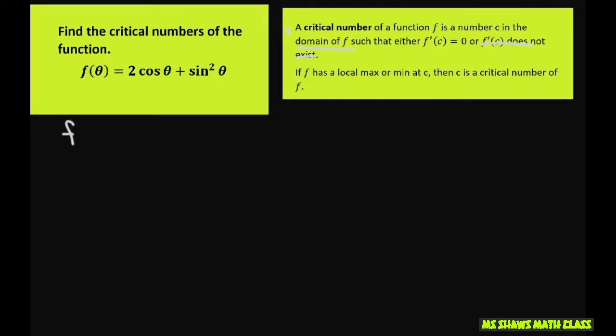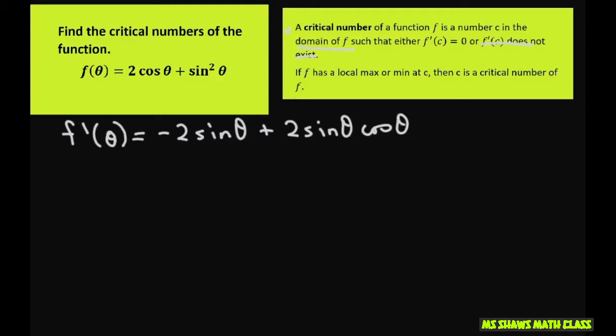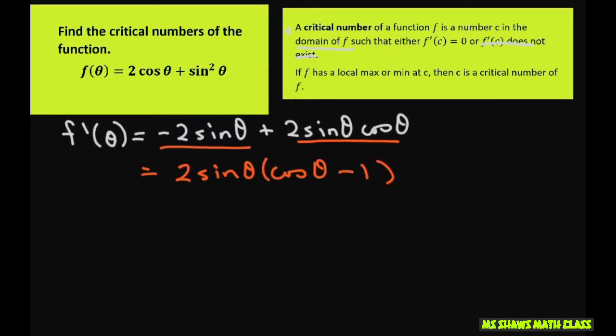So we're going to take f prime of theta and take the derivative of 2 cosine of theta, which gives you negative 2 sine of theta. And then sine squared of theta, that's going to be your double angle, 2 sine of theta, cosine of theta. Now to help us solve this, let's factor out 2 sine of theta. And to save time, if I factor it out of this piece, I get cosine of theta. If I factor it out of this piece, I get negative 1. It just looks better that way.